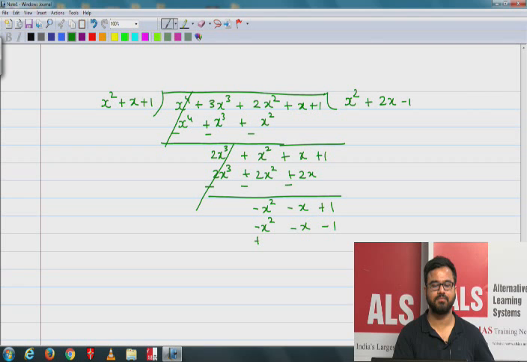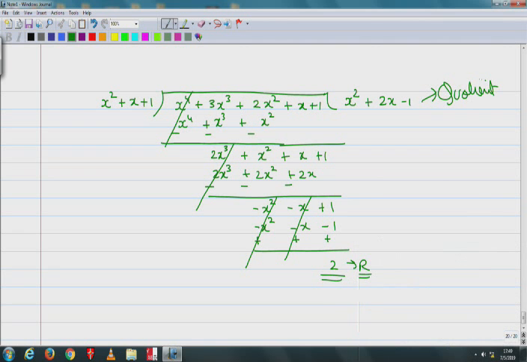Again changing the sign: plus, plus, and plus. This will get cancelled out, this will get cancelled out, and 1 plus 1 will be 2. So 2 is the remainder, and this is the quotient.